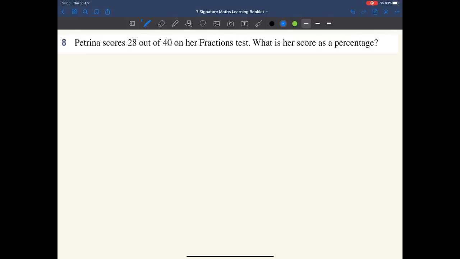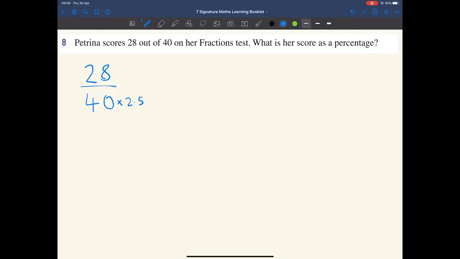Oh, I like this one. This is a good one. So, first of all, let's just write 28 out of 40. We need to convert this to a percentage. So, essentially, we need to use either a multiplying trick or a dividing trick to turn this number into 100. Well, if I multiply by 2, I get 80. If I multiply by 3, I get 120. So if I multiply by 2.5, I should get 100.